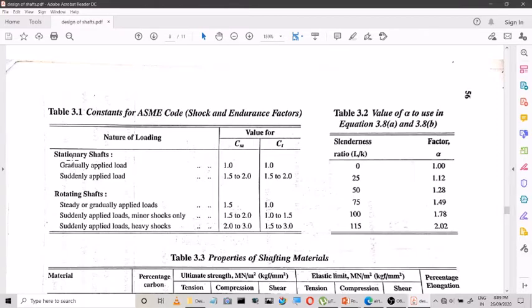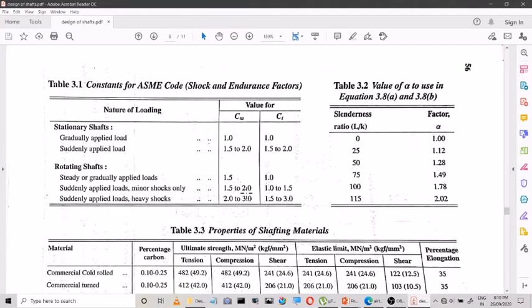Suppose you want to design an axle, where a stationary shaft does not have any rotation and is required only for supporting purposes. Then you can go for the calculation using CM equal to 1 for gradually applied load, and CM equal to 1.5 to 2 for suddenly applied load. You will know the meaning of CM and CT when designing the shaft based on the ASME code.